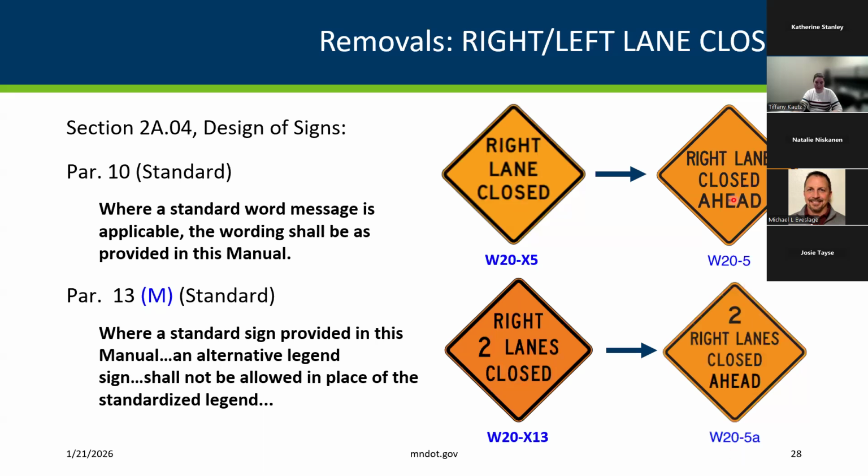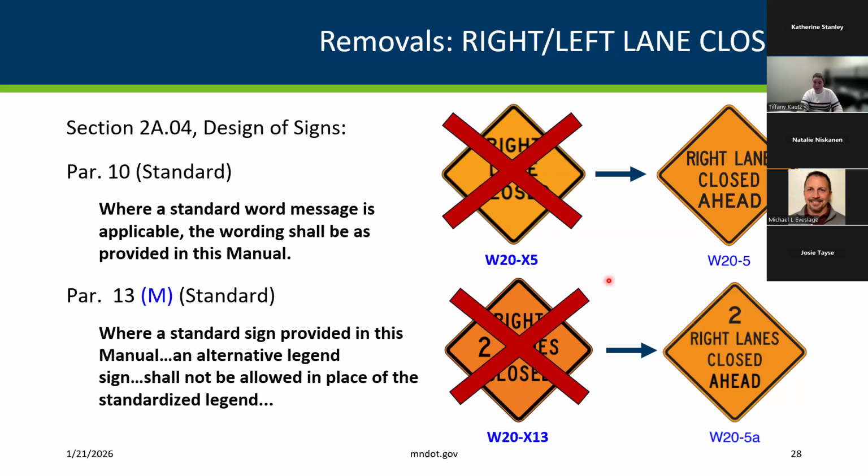I will say that the ahead message can be switched out with a specific distance like 1,000 feet or half a mile. Typically, MnDOT uses the ahead message as we feel it gives us the most flexibility with these signs, but since these signs are doing what the right lane closed sign and right two lanes closed sign does, we're not allowed to keep those Minnesota designs. So those are gone.